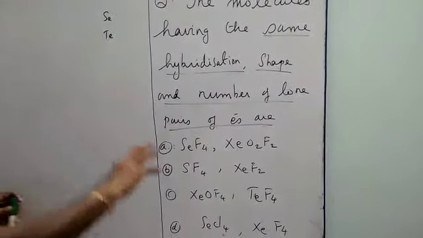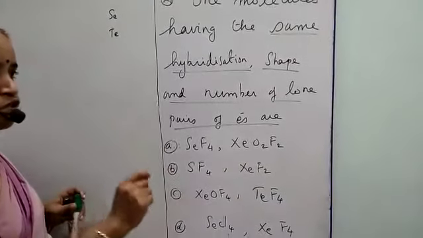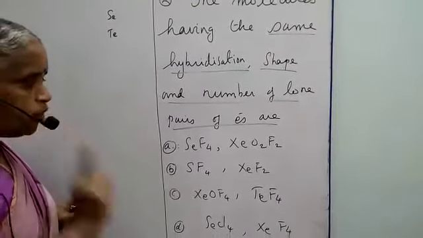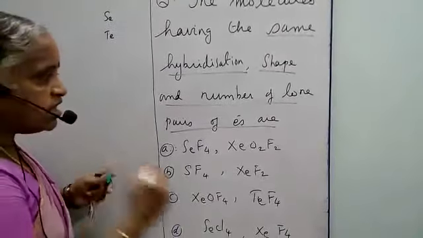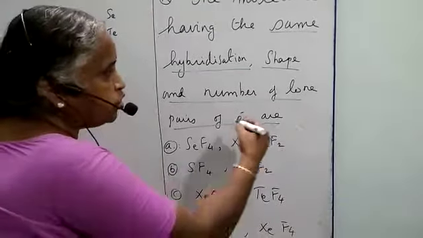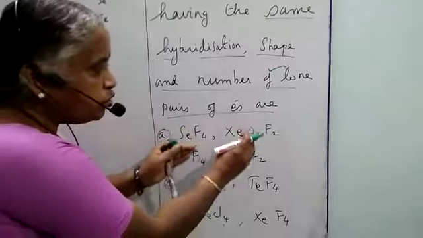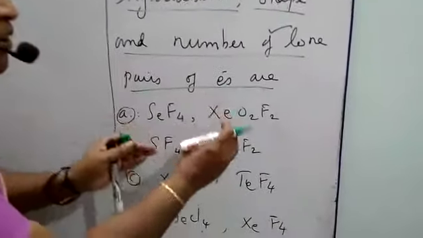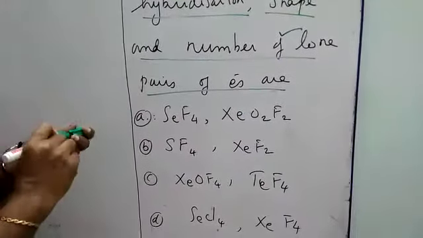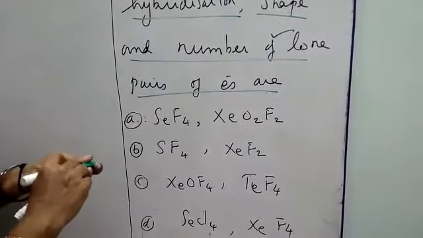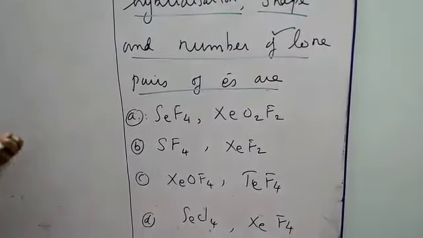Among these, since each question should take only 1 minute, the trick I am going to use is to start with the number of lone pairs. If I find the lone pairs are the same, we will proceed with the next one also. So now let me write the lone pair and bond pair for each one.